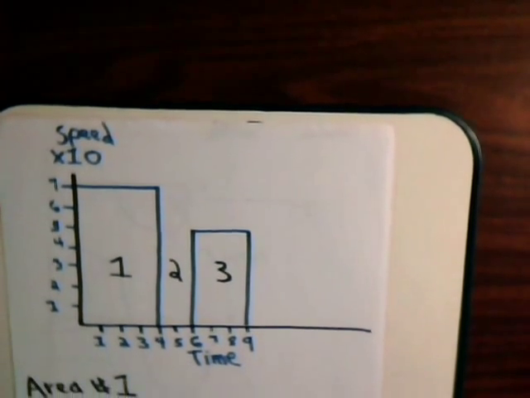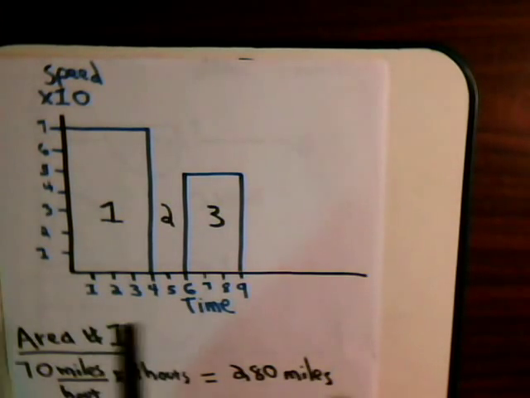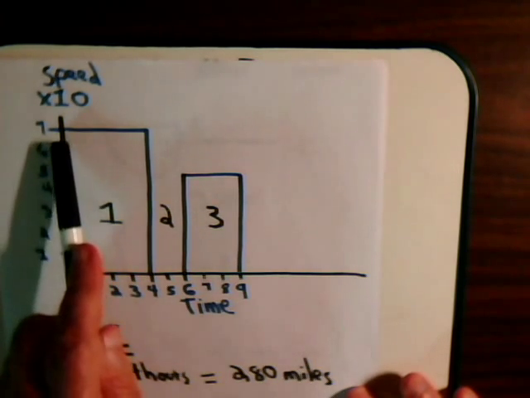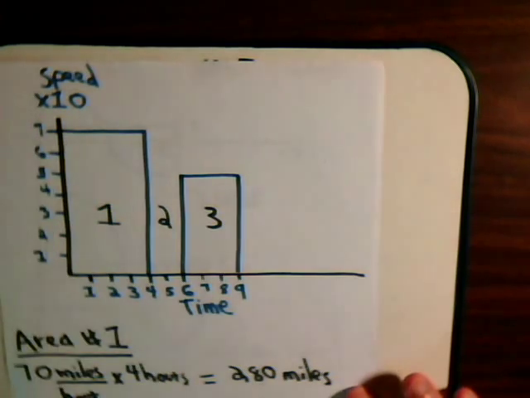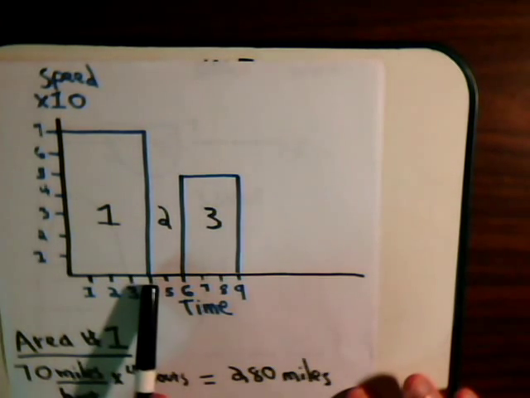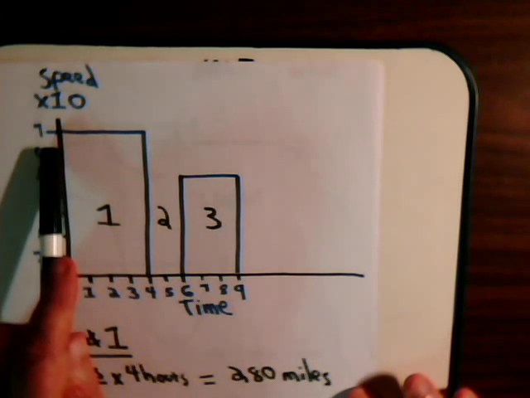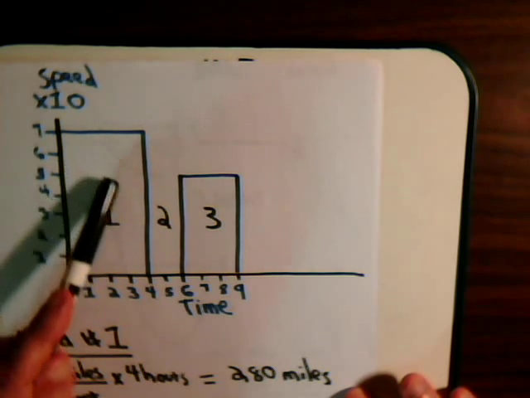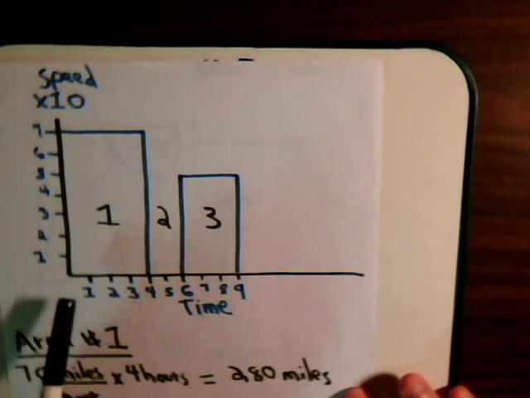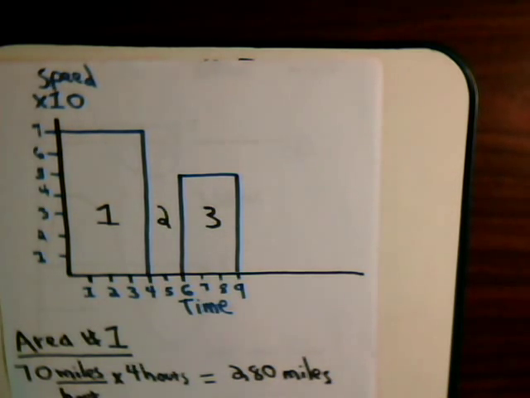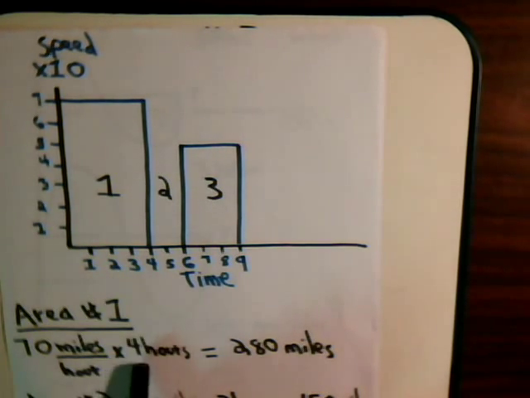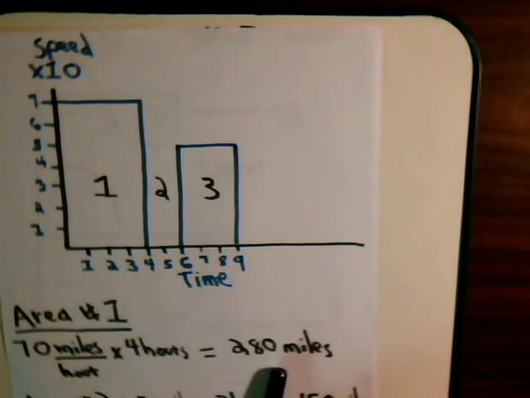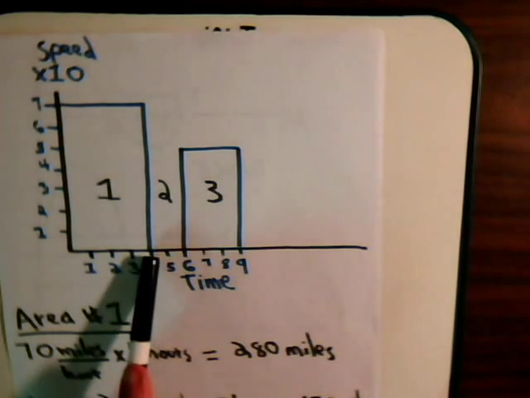So if we look at our first rectangle, we see that its base is 4 hours, and its height is 70 miles an hour. So if we take the area of it, 4 times 70, that's 280 miles. So the area of this rectangle represents the total distance traveled over that 4 hour time period. It's the base, 4 hours, times the height, 70 miles an hour, to give us 280 miles. Then, of course, this would be zero.